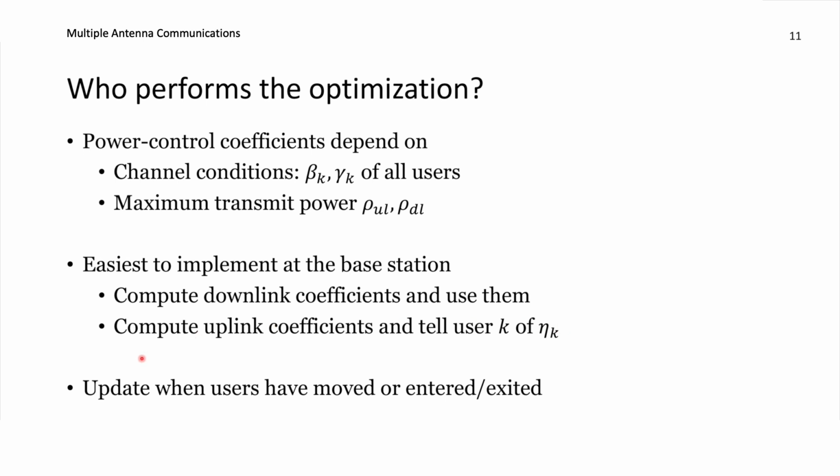And when the users are moving around so that their beta parameters are changing, well, then we need to change the power control. If a user is entering the system, so we have one more user, or if an existing user is exiting the system, so we have one less user, well, in those cases we need to recompute these eta parameters again, and then we apply the same principle once again. So the base station needs to know the downlink coefficients, so they don't need to tell anyone about them, but they need to tell the users what kind of modulation format they're going to use. And if we are in the uplink, then we need to tell the users what power control coefficient to use and what modulation format to use.